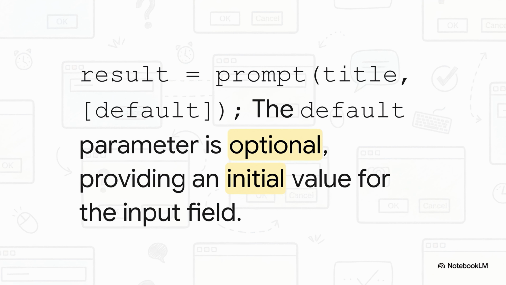Let's look at the syntax. The prompt function can take 2 pieces of information, or parameters. The first one, the title, is the question you want to ask. That part's required. But the second part, the default value, is totally optional. It's just some pre-filled text that shows up in the input box to give the user a hint.